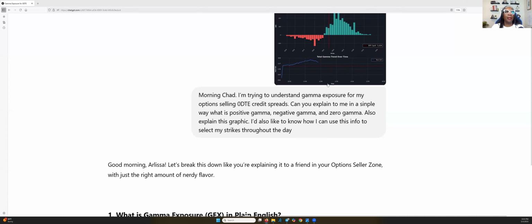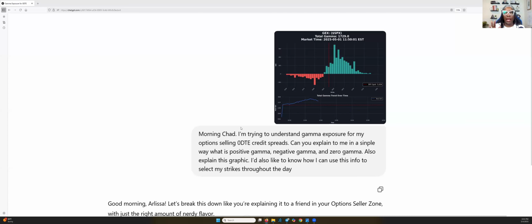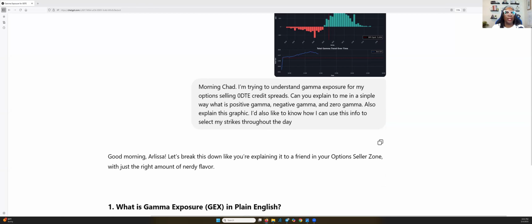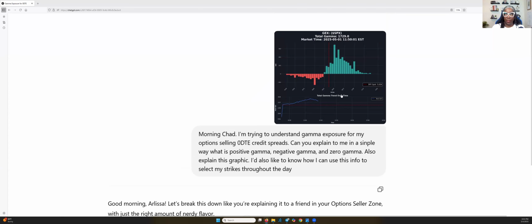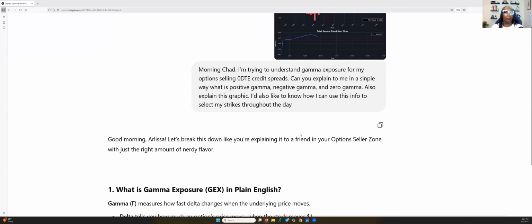So I said, hey, morning, Chad, because ChatGPT, I named him Chad. I'm trying to understand gamma exposure for my option selling zero DTE credit spreads. Can you explain to me in a simple way what is positive gamma, negative gamma, and zero gamma? Also explain this graphic. I'd also like to know how I can use this info to select my strikes throughout the day. So I picked this graphic. The time was 11:50, and he was able to look at it.